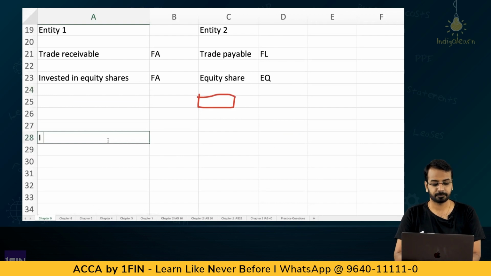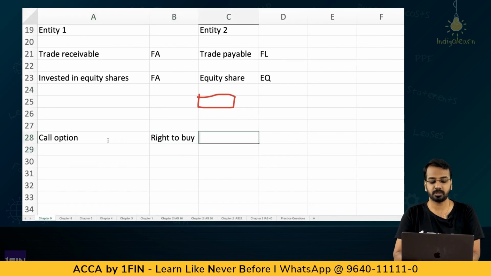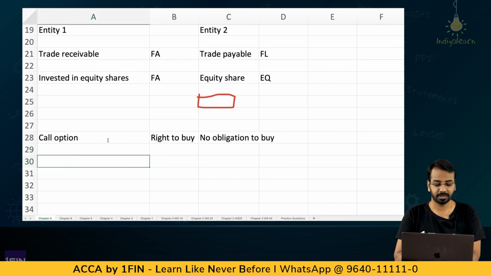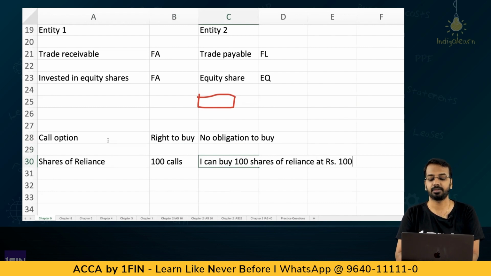Say there is something called call option. Call option gives me right to buy, but there is no obligation to buy. It gives me a right to buy, but there is no obligation to buy. For example, shares of Reliance. Okay, I have 100 calls. 100 calls means what? I can buy 100 shares of Reliance at, let us say, rupees 1000.